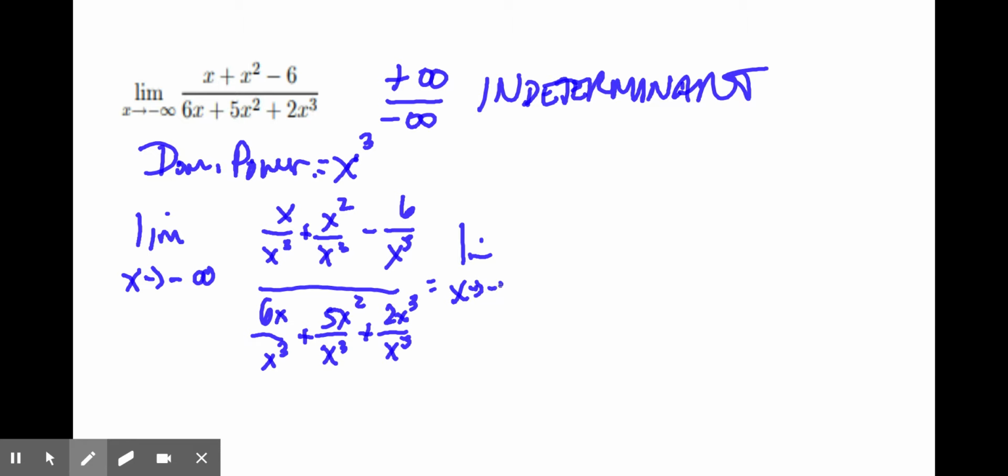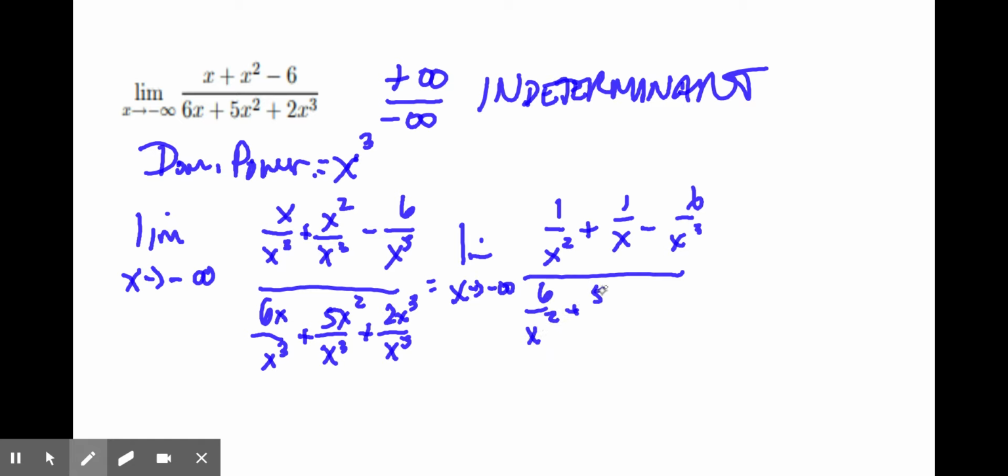So we have the limit as x goes to negative infinity. In the numerator, I have 1 over x squared, I have 1 over x, I have minus 6 over x cubed. Underneath, I have 6 over x squared, I have 5 over x, I have 2. Okay?